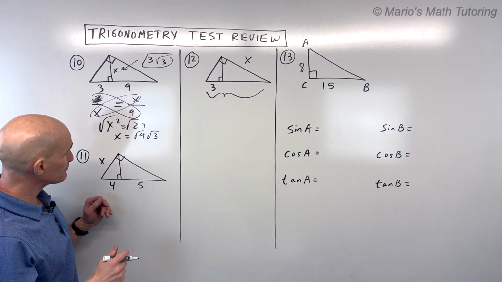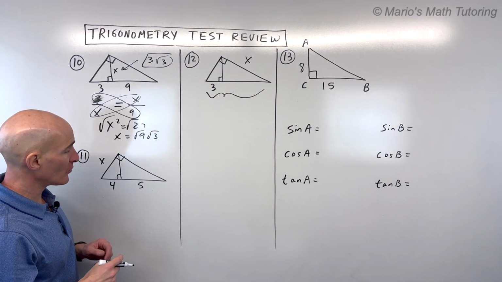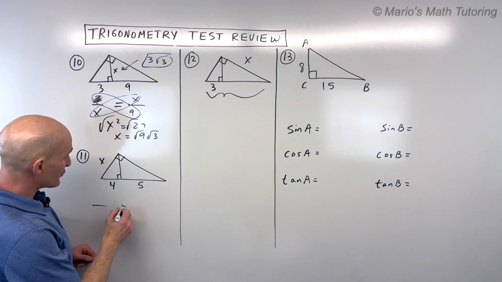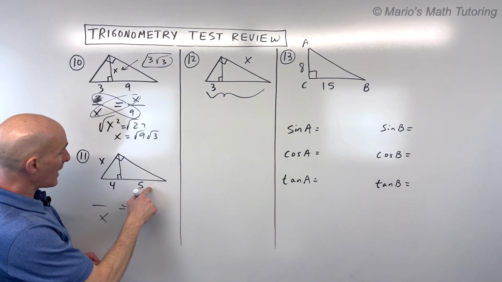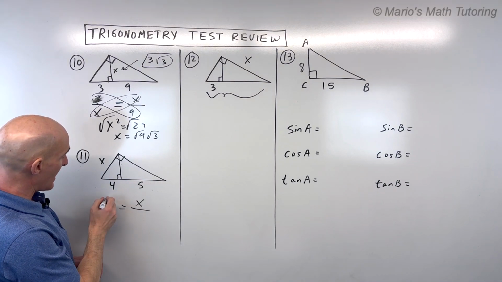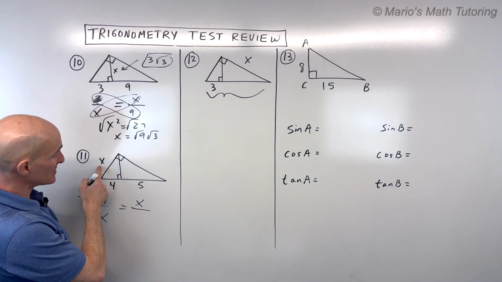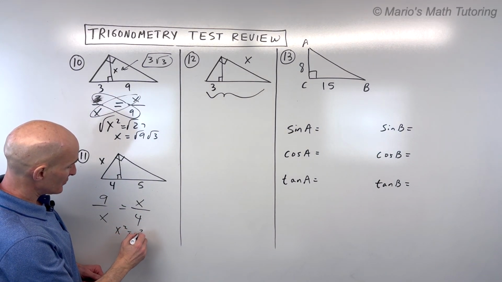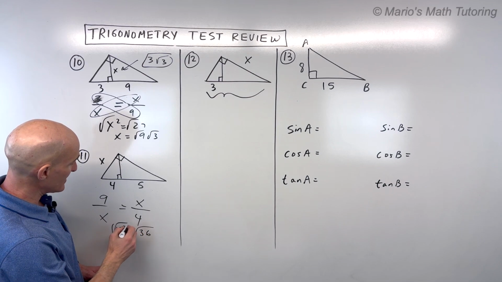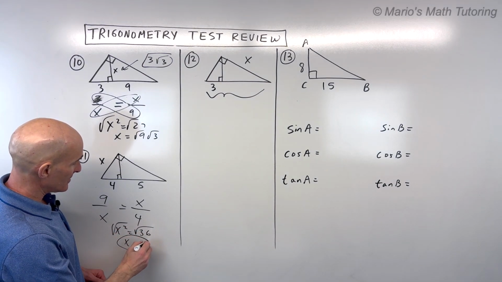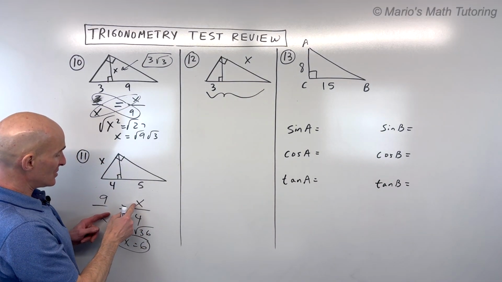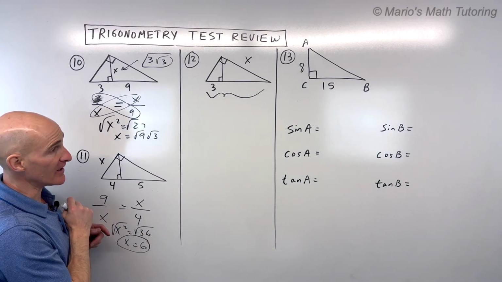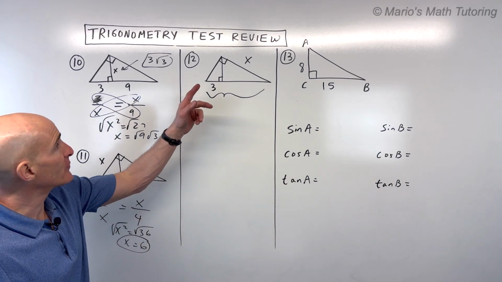Now for number 11, there's a leg theorem, leg geometric mean theorem, and the leg is the geometric mean of the whole hypotenuse, so that's 4 plus 5, so that's 9, the whole hypotenuse, and the part of the hypotenuse that's adjacent to that leg. So now if we cross multiply, we get x squared is equal to 36. Take the square root of both sides, x is equal to 6. So again, the leg is the geometric mean of the entire hypotenuse and the part of the hypotenuse closest to that leg. So for number 12 now, we're solving for this leg here.